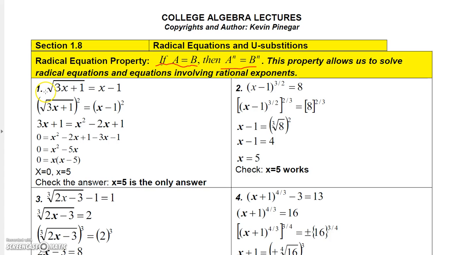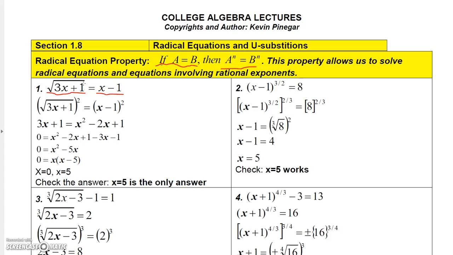Let's take a look at number 1. Here you have the square root of 3x plus 1 equal to x minus 1. Now in this problem you have a square root, and that square root is all by itself on one side of the equal sign. That's important because it's much easier to solve a square root problem like this if you've got the square root isolated by itself.